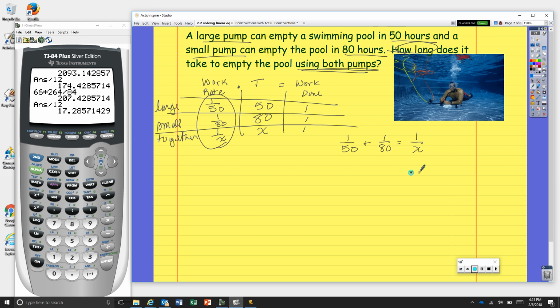Multiply by the LCD, which is 400. Excuse me, 400x. So this reduces out to be 8x plus 5x equals 400. 13x equals 400. Divide by 13. X is about 30.8 hours. Does it seem reasonable that both pumps working together could get done in 30 hours? Yeah, that sounds really reasonable.